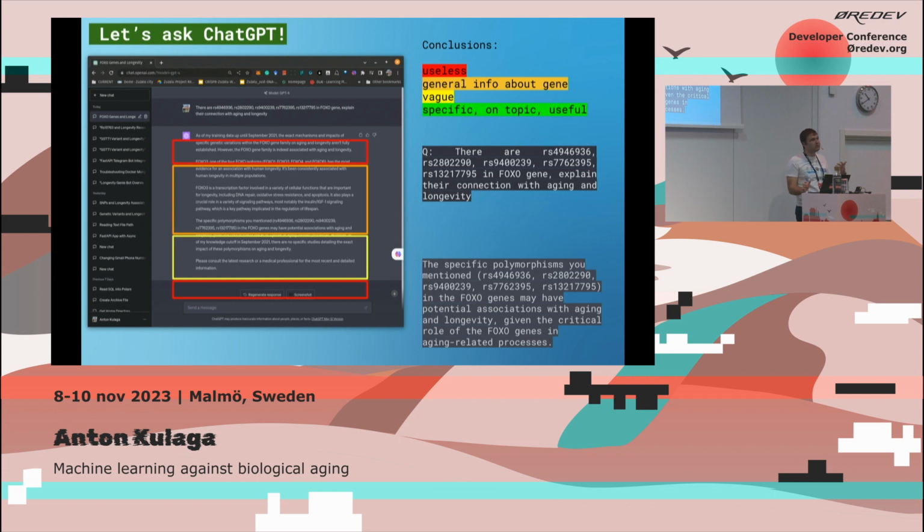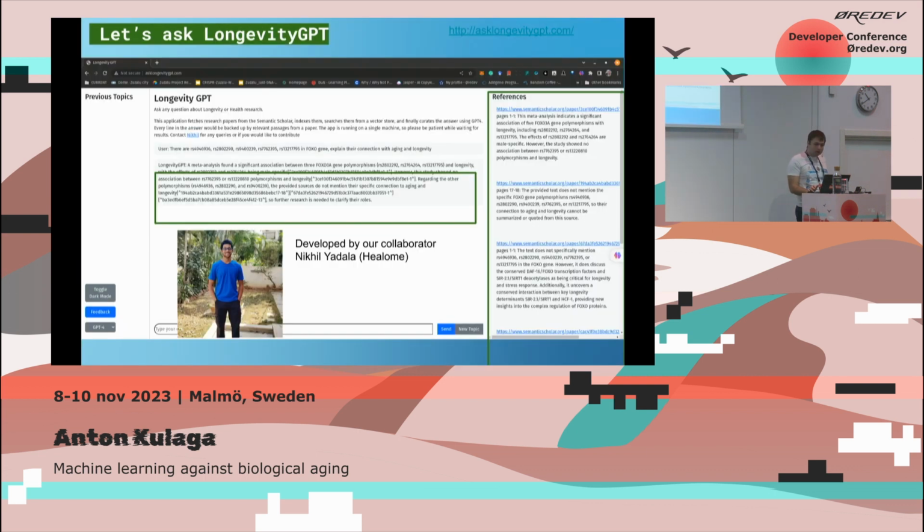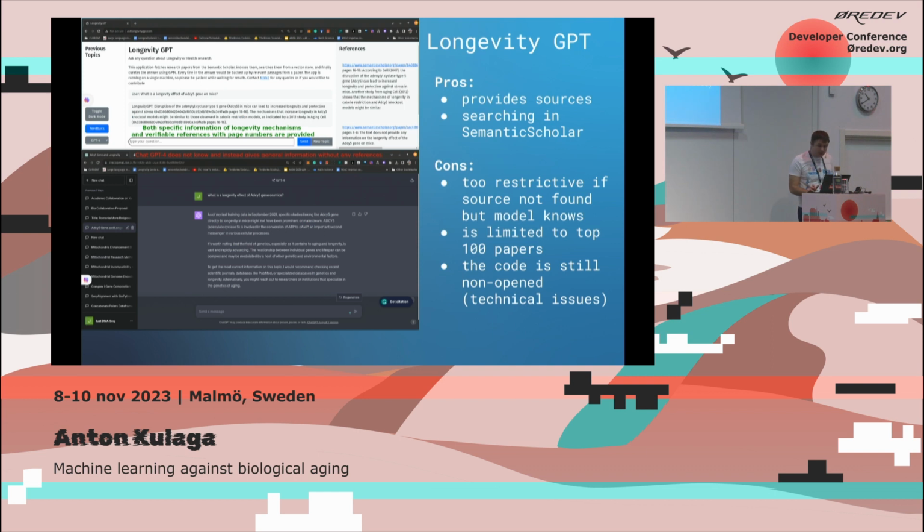I will tell whatever I know about the gene, but I don't know anything about how it influences longevity, but at least I will tell something. And by that time, we also had Longevity GPT as a member of our team, Nikhil Yadala, so it can ask literature, and it also uses the ChatGPT API, and we got a bit better results. But there are some limitations because it was mostly literature-based and API-based.